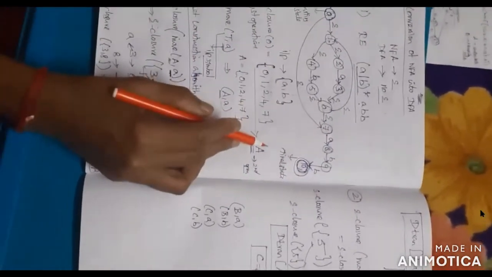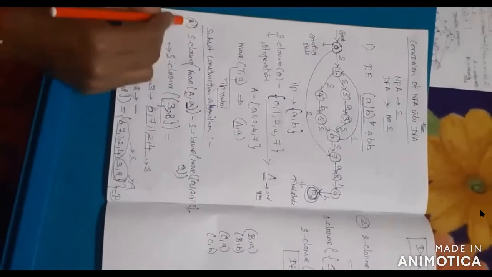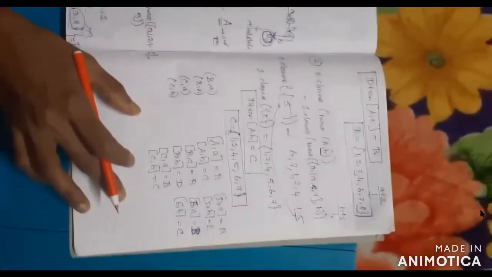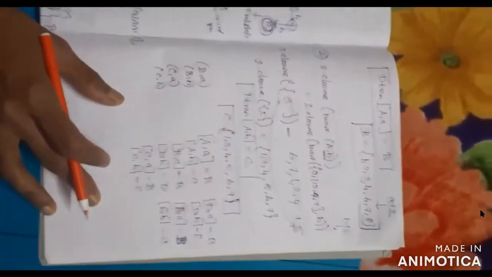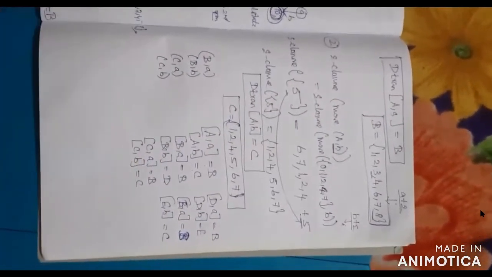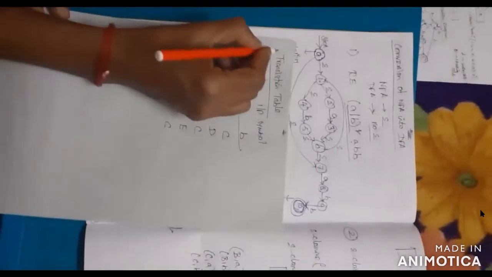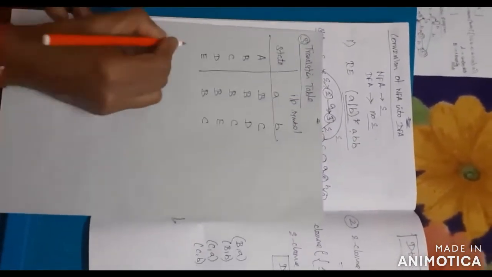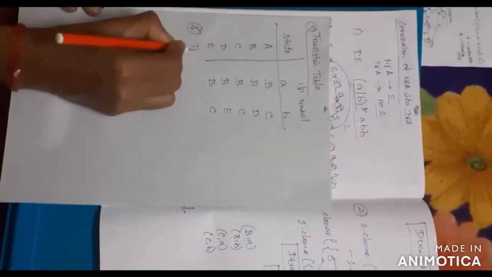So the first step is you draw the diagram. Second, based on the subset construction algorithm, you solve all the steps of the algorithm. Based on the algorithm output, you write the transition table. This is the third step. So what is the fourth step for the given problem? Transition diagram.